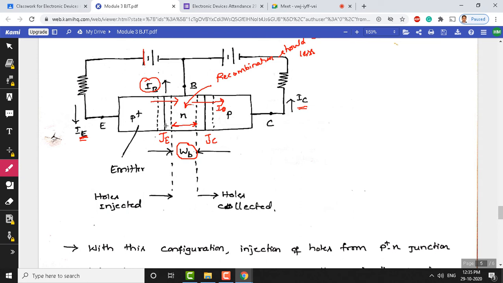If you make this length much wider, more of the holes injected here will try to recombine here.